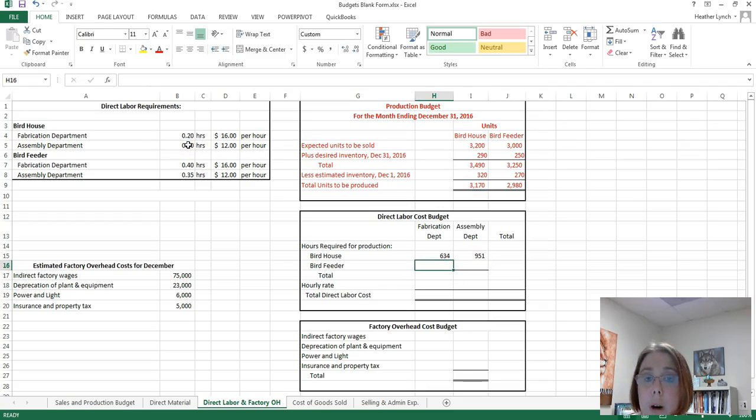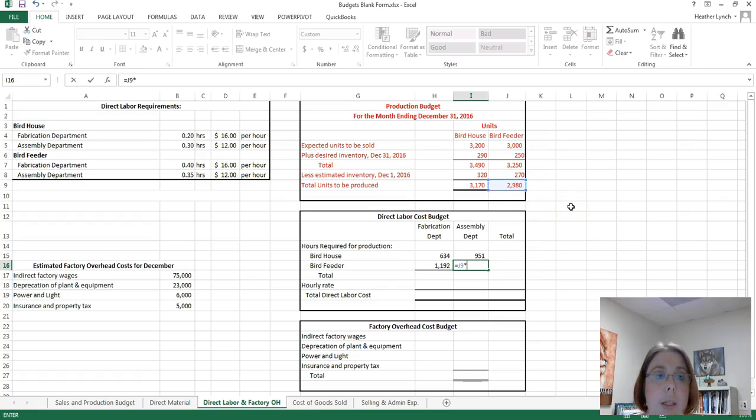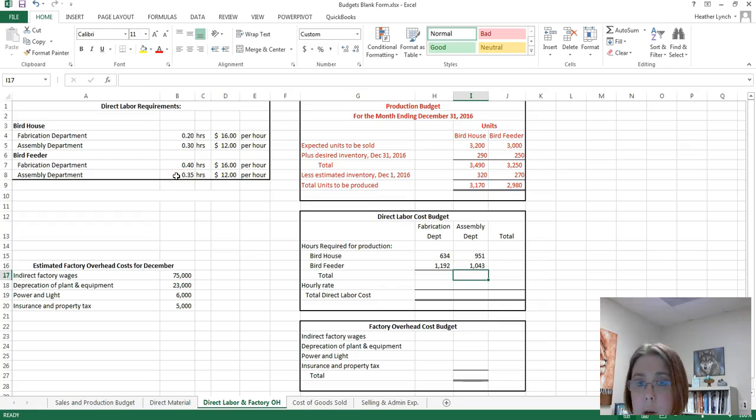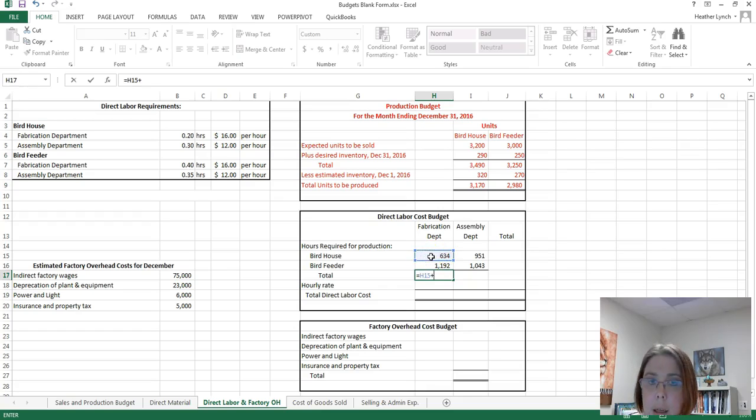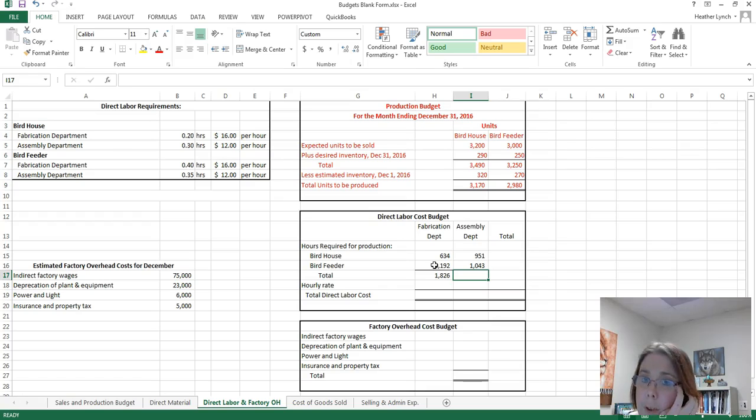We're going to do this again for the bird feeder, except now we're going to use the 2,980 that we want to produce, and it takes 0.40 hours. We're going to take that 2,980 again, and multiply it by the 0.35 hours. So what we can do is add. So the total hours for fabrication for both the birdhouse and the bird feeder is 1,826. And for the assembly, 1,994 hours.